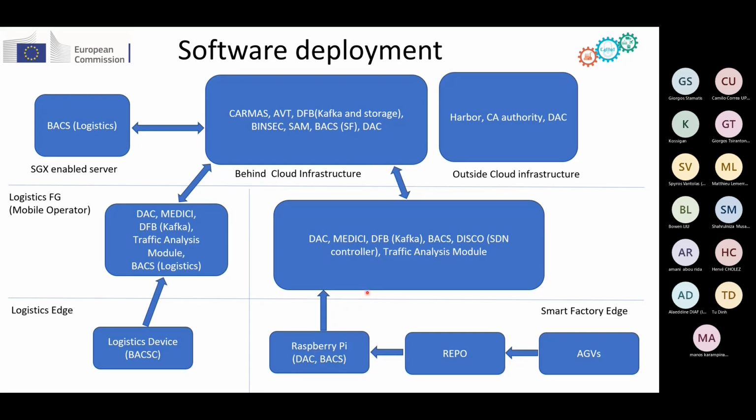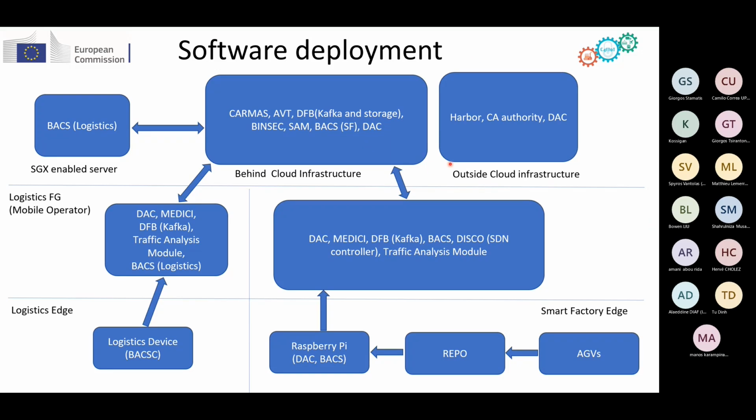running. On the field gateway, we have again Decentralized Access Control, Medici, Data Fusion Bus, Bugs, Disco, the SDN Controller, and Traffic Analysis module. And finally, on our main cloud infrastructure, we have Karmas, the Advanced Visualization Toolkit, the full version of Data Fusion Bus, BainSec, Security Assurance Module, the Cloud Bugs, and Decentralized Access Control System again.